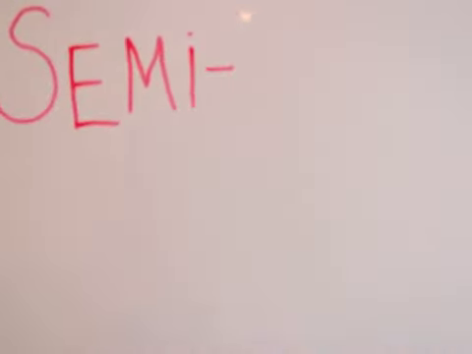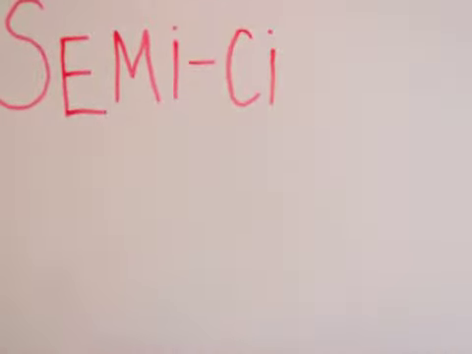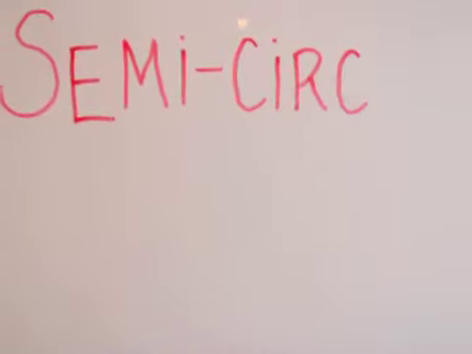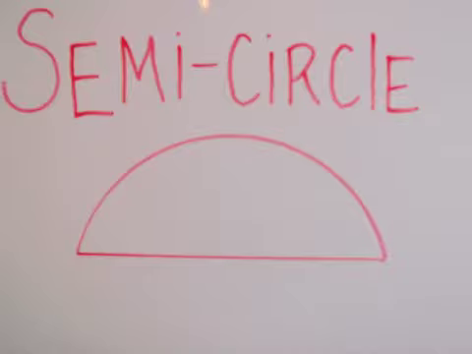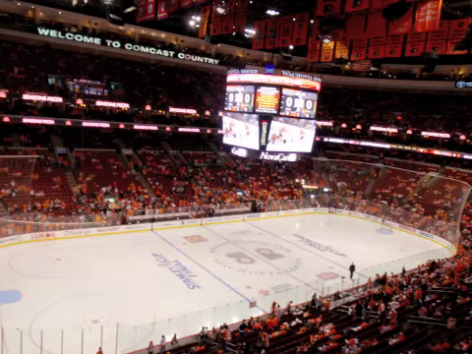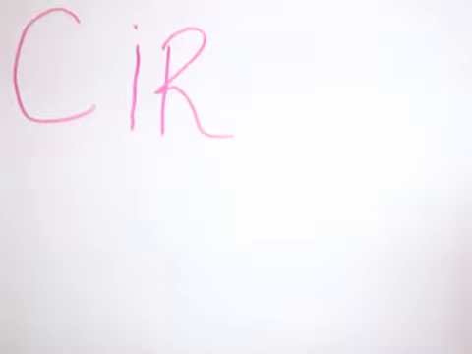You're welcome. The third shape that we are going to talk about is the semicircle. There are many examples of semicircles around us. The example that I have for you is a picture of a hockey rink where you will be able to see many different semicircles on it. The fourth shape that I'm going to talk about is the circle.